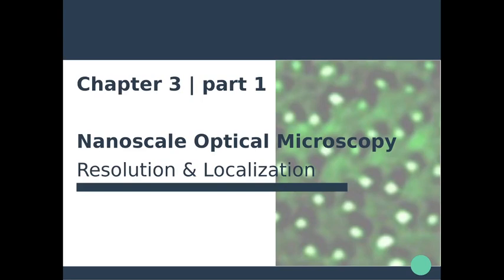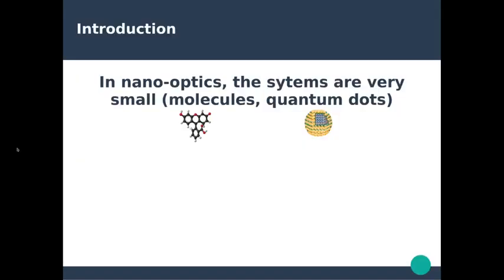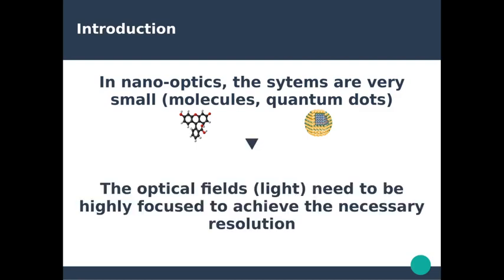Today's video is on chapter 3 and we're going to discuss nanoscale optical microscopy. As I mentioned already earlier, in nanophotonics we're interested in very small objects, and due to the very small size of these objects, we actually need to use highly focused optical fields in order to achieve the resolution which is necessary to study them and image those small objects.